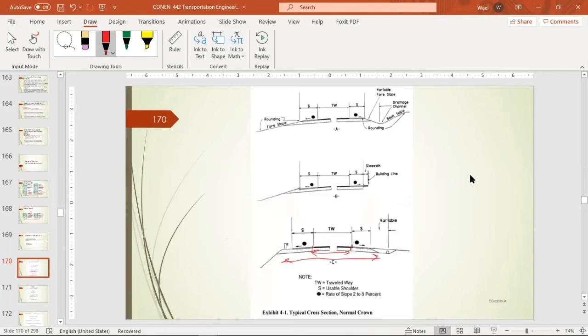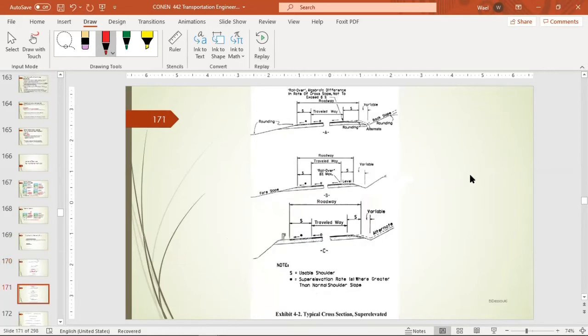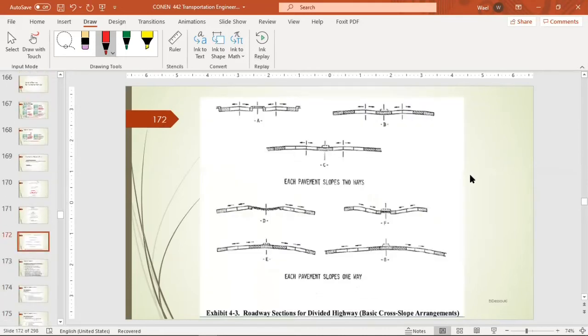And that's a typical cross-section. We have a travelway, and we have shoulders on the right and the left. Sometimes we have two roadways and there's a divider in the middle. And sometimes they are merged, with the pavement sloping in one way, and the shoulders are linked together here.